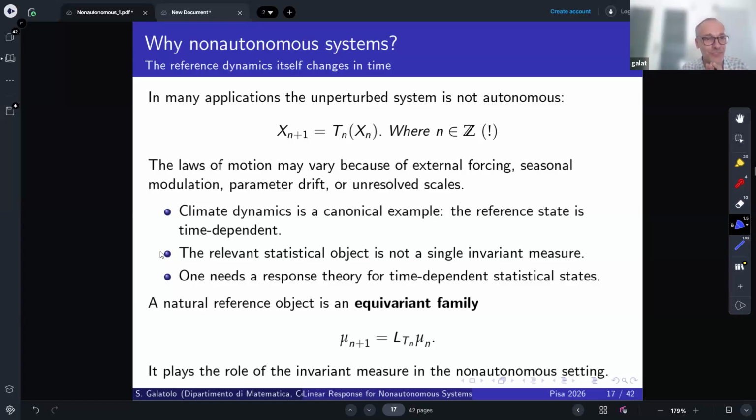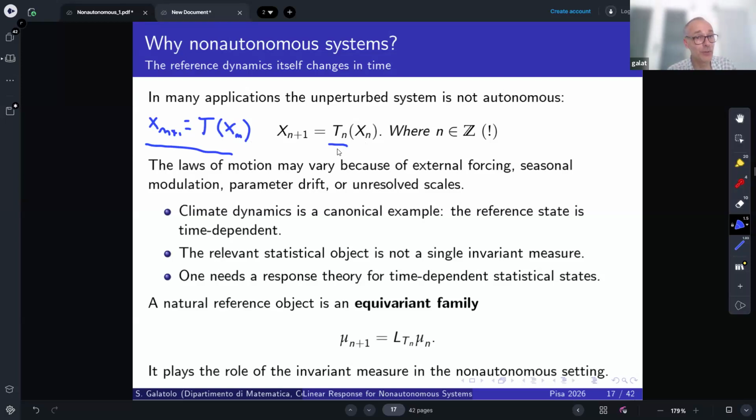And start mentioning the non-autonomous case. The non-autonomous case is something like this. Instead of having a deterministic dynamical system where the next state is T of the previous state, always, for all n, for all the time, you have at every time a different dynamics.